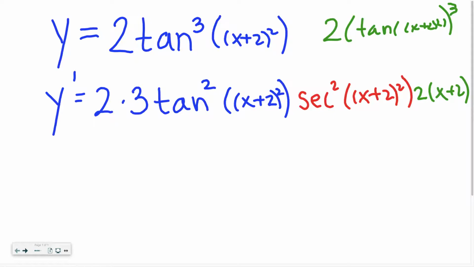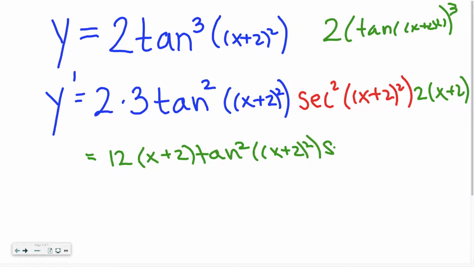And we could make this look prettier by saying 2 times 2 is 4 times 3 is 12 times x plus 2 times tangent squared of the inside times secant squared of the inside. But it's okay if you don't. And when we get to unit 3, we would want to do that. But right now, that's not a requirement I'm giving you. All right, should we try another one?